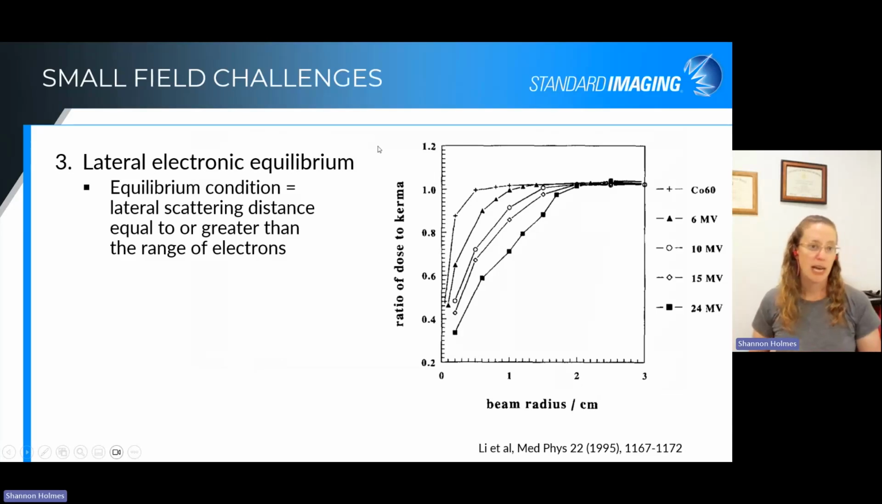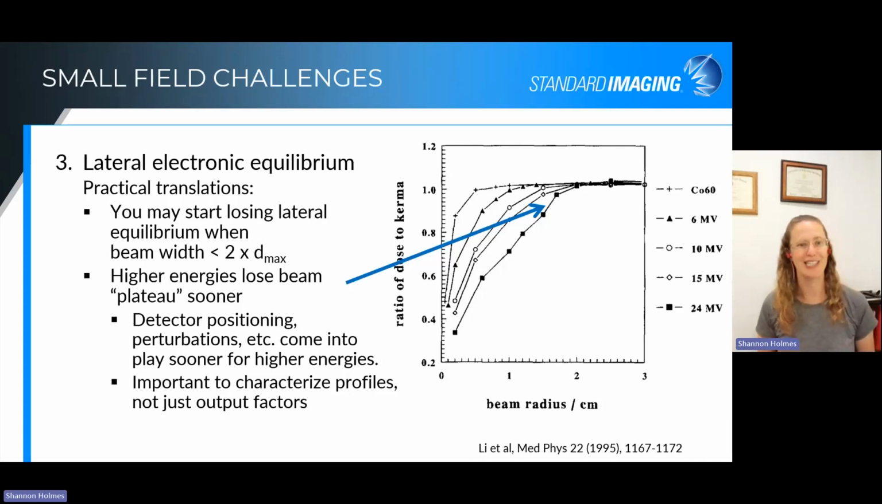The third challenge, lateral electronic equilibrium. Generally, this equilibrium condition is that your lateral scattering distance has to be equal to or greater than the range of electrons that are being set in motion within the medium. So if we do a practical translation of this, you may start losing lateral equilibrium when your beam width is at or less than 2 times your Dmax depth, because you're looking at scatter from both sides.